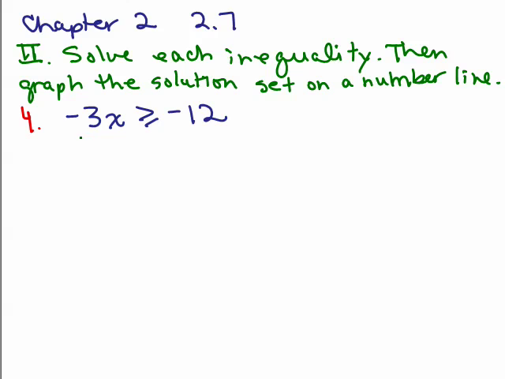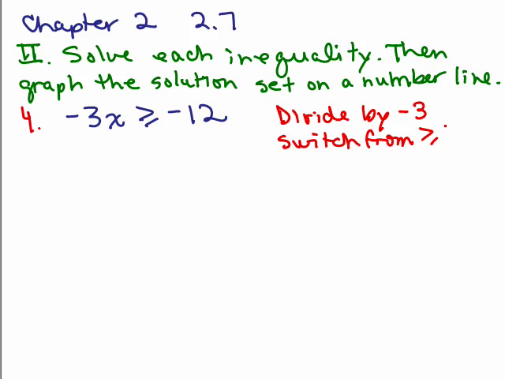So let's look at this first problem. Negative 3x is greater than or equal to negative 12. You're going to have to divide by negative 3 to get 1x. So right off the bat, divide both sides by negative 3. At the same time, remember, switch your inequality from greater than or equal to less than or equal. Now you have to be careful here. You need to really write the problem over again.